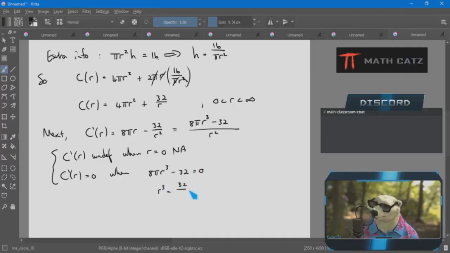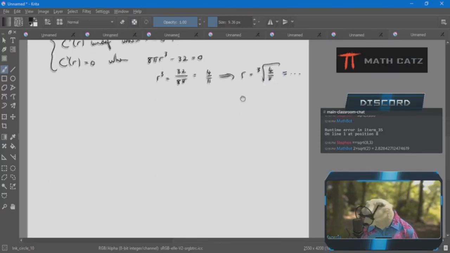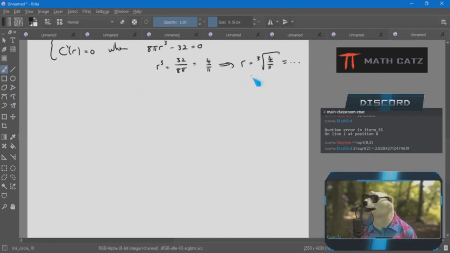I get 32 over 8 pi, or 4 over pi, and therefore r is the cube root of 4 over pi. Whatever decimal number this is, you can calculate on your calculator. It doesn't actually matter, right? We have a value. That's going to be our critical value. We're running out of time anyway, so it's not a big deal. Calculated, rounded to 4 decimal places.